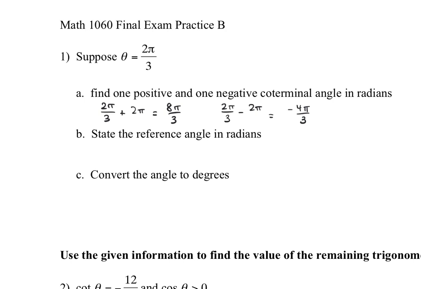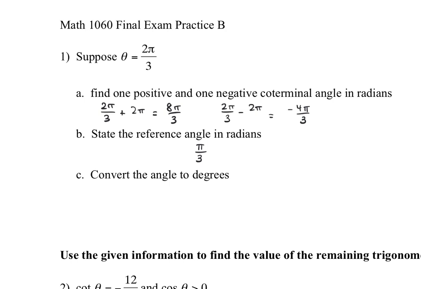The reference angle. Again, the location of this given angle theta, 2 pi thirds, is in quadrant 2. It's right about there. So then the reference angle will be the difference between the terminal side of the angle and the nearest x-axis. If this is 2 pi thirds and the nearest x-axis is pi radians, then the difference between them is pi thirds radians. So the reference angle is pi over 3.